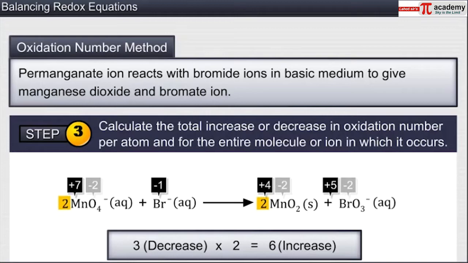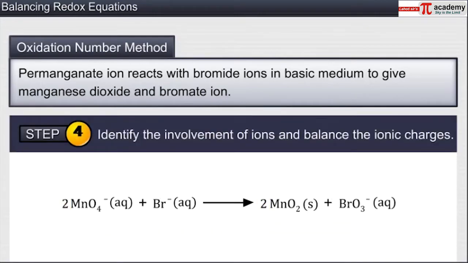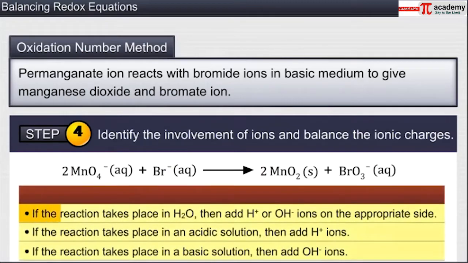Now, let's come to the fourth step. Identify the involvement of ions and balance the ionic charges. If the reaction takes place in water, then add H+ or OH- ions on the appropriate side, so that the total ionic charge of reactants and products is equal. If the reaction takes place in an acidic solution, then add H+ ions. If the reaction takes place in a basic solution, then add OH- ions.